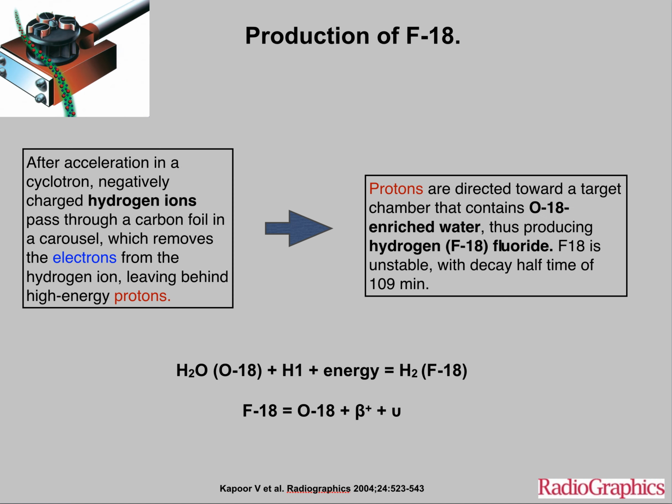But before we can get there, we need to talk a little bit about production of F-18. F-18 is fortunately produced in a cyclotron, which is a lot easier to deal with than a nuclear reactor. And this is where the negatively charged hydrogen ions are accelerated and hit the oxygen-18 enriched water to produce F-18. Then F-18 itself will decay into oxygen-18 and a positron, which is an anti-electron, and a neutrino as well.